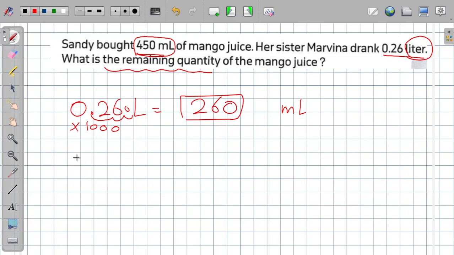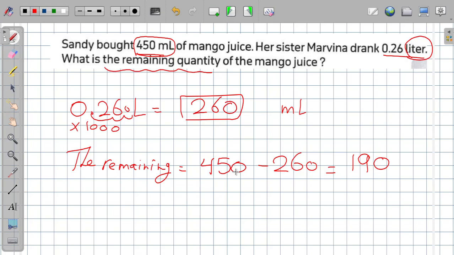450. Okay, so the remaining will be equal to 450 minus 260. So it will be 190, because 0 minus 0 equals 0. 5 minus 6 is not possible, so I will borrow from 4, it becomes 3 and 5 becomes 15. 15 minus 6 equals 9 and 3 minus 2 equals 1, so the remaining will be 190 milliliter.